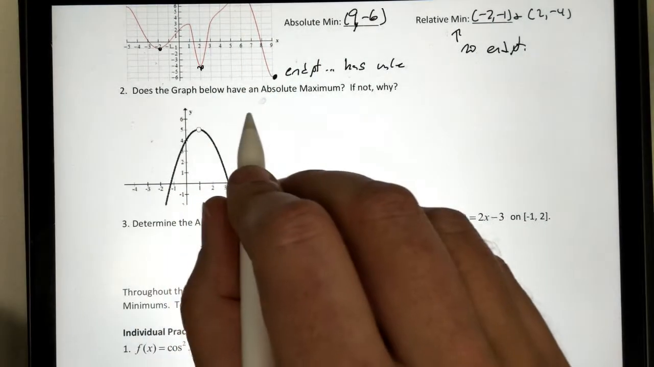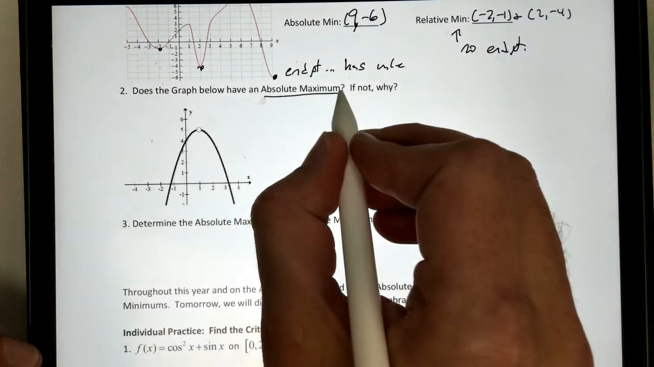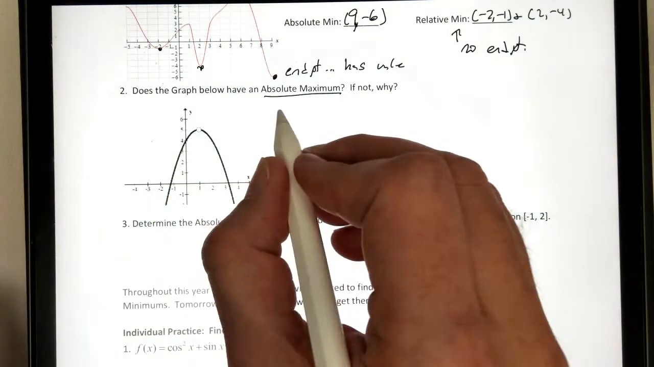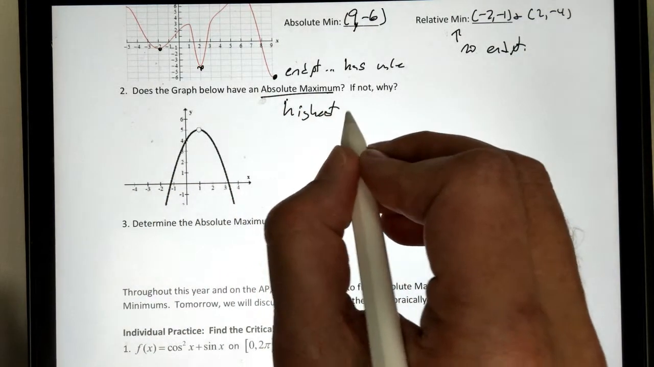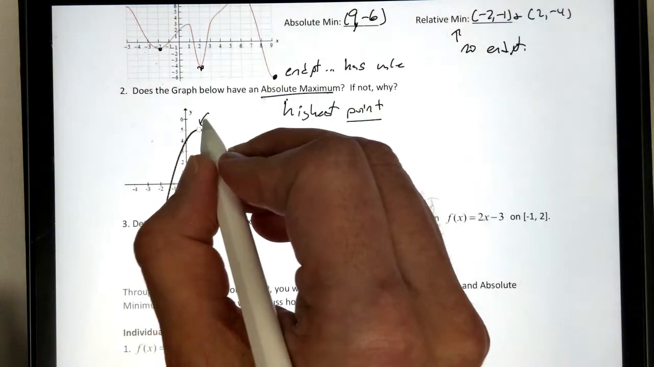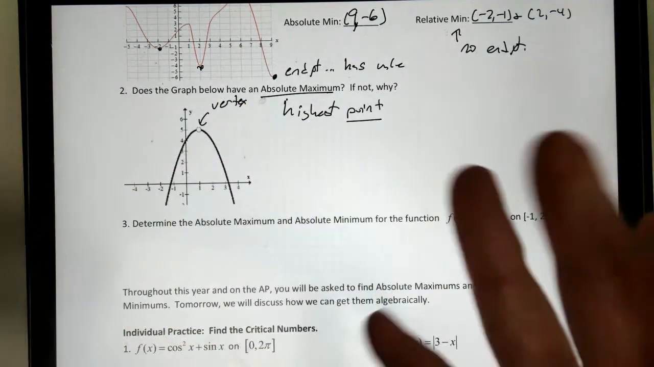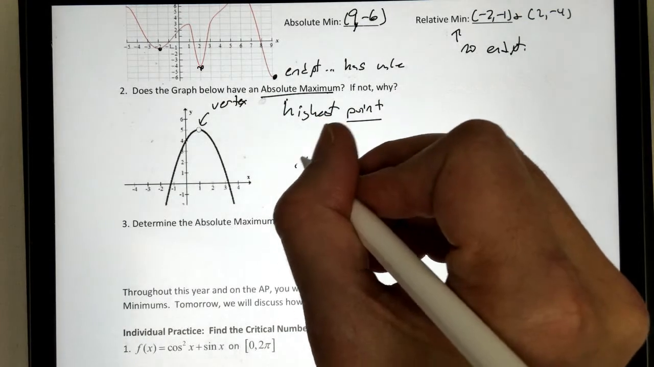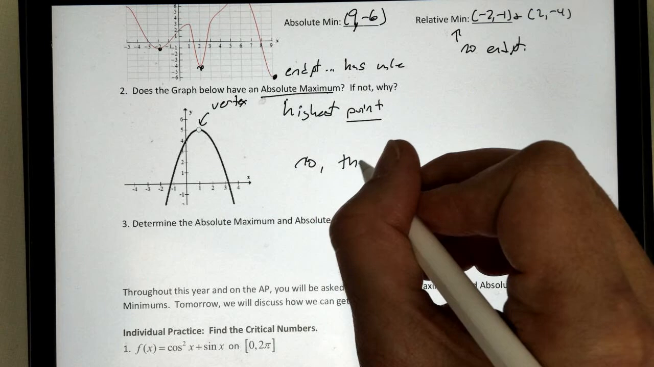Does the graph below have an absolute maximum? So we want to find out if it has an absolute maximum. I'm looking for the highest point on the graph. Remember, this is the highest point on the graph. Now, keyword being point. What do you notice is happening at the vertex? There's a hole. So will this graph have an absolute maximum? And the answer is going to be no. And the reason why, there's a hole where it should be.